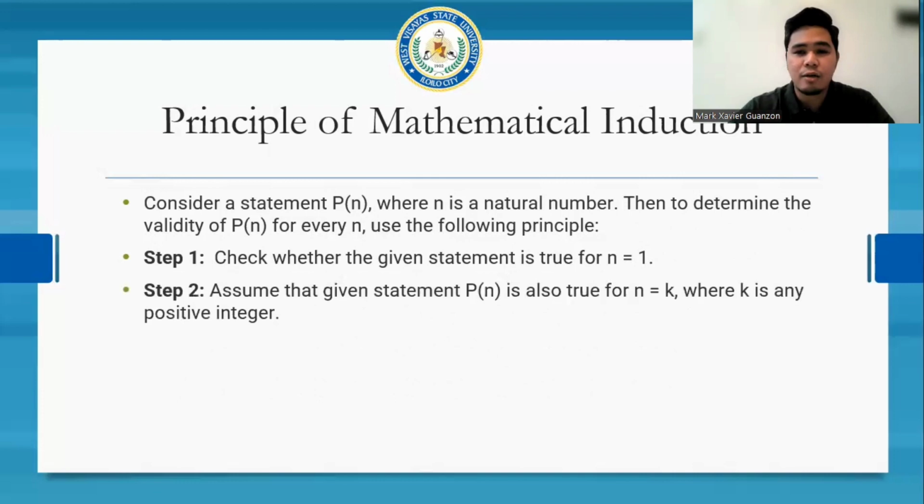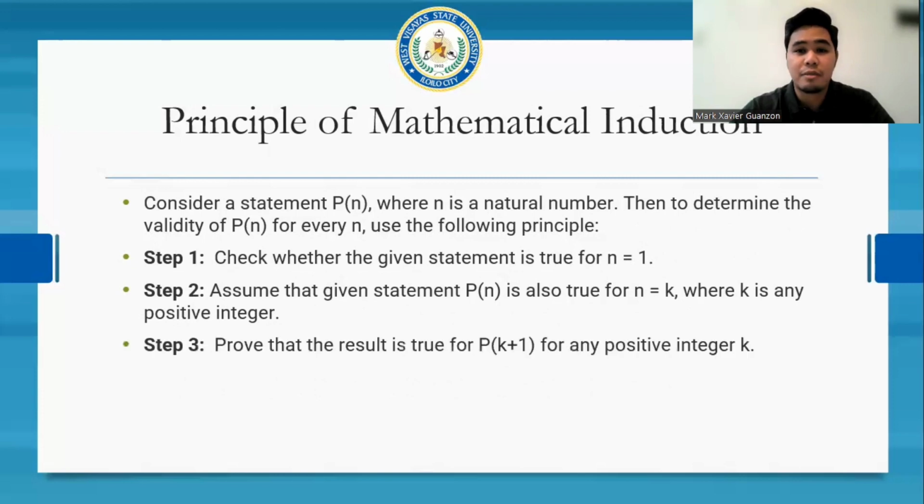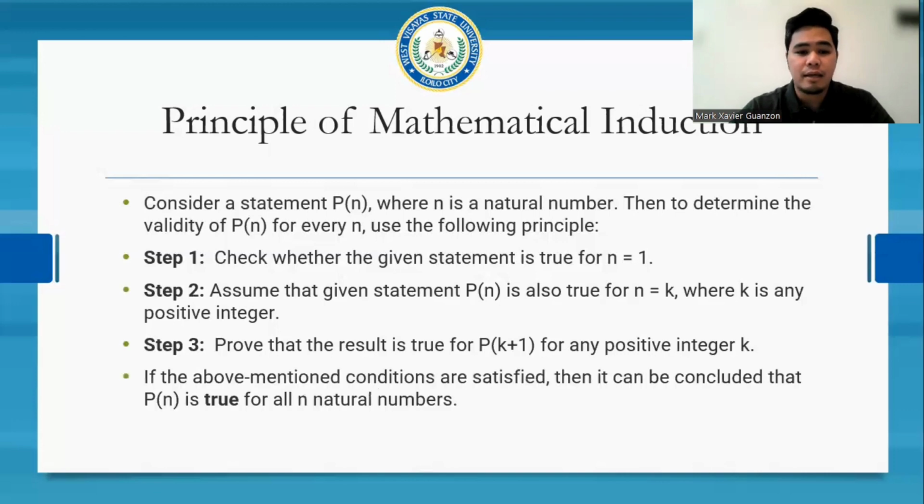And then after that, we make an assumption. We will assume that the given statement P of n is also true for n equals k, where k is any positive integer. Step 3, after assuming that n is equal to k, let's prove that the result is also true for P of k plus 1 for any positive integer k. If the above mentioned conditions are satisfied, then it can be concluded that P of n is true for all natural numbers n.